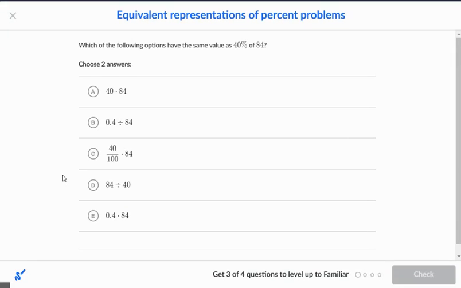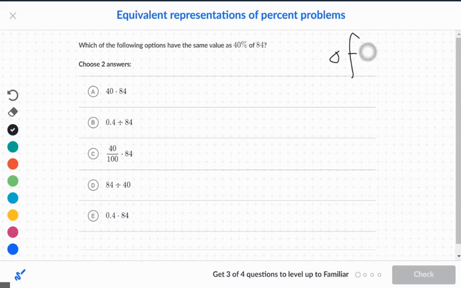In this video, we're basically asking which of the following options has the same value as 40% of 84. The first thing we need to remember is that usually, not always, but if we see the word "of," it's going to be multiply. And if we see the word "is," it's going to be an equal sign. So we need to think, what is 40% of 84? So that's 40% times 84.